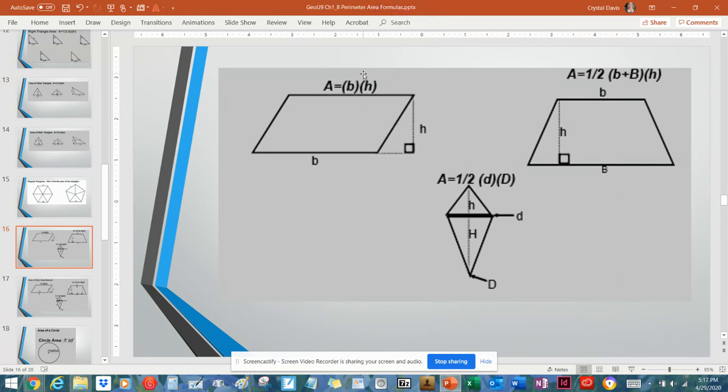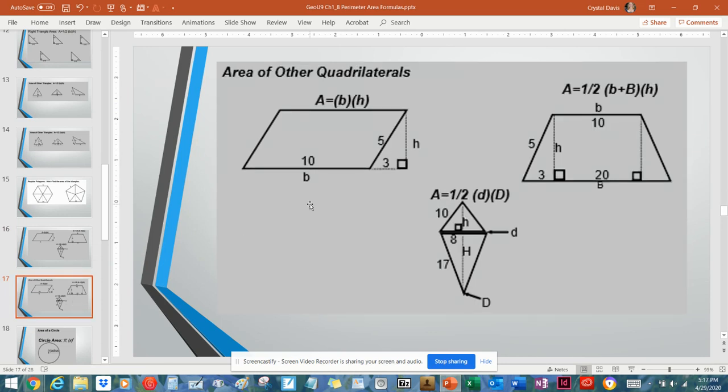Okay, on the parallelogram, we've got base times height. This does not say side times side or length times width. So this is actually not a width, but this is the side of the parallelogram. That is not the length that you want. So let's take a look at this example here.